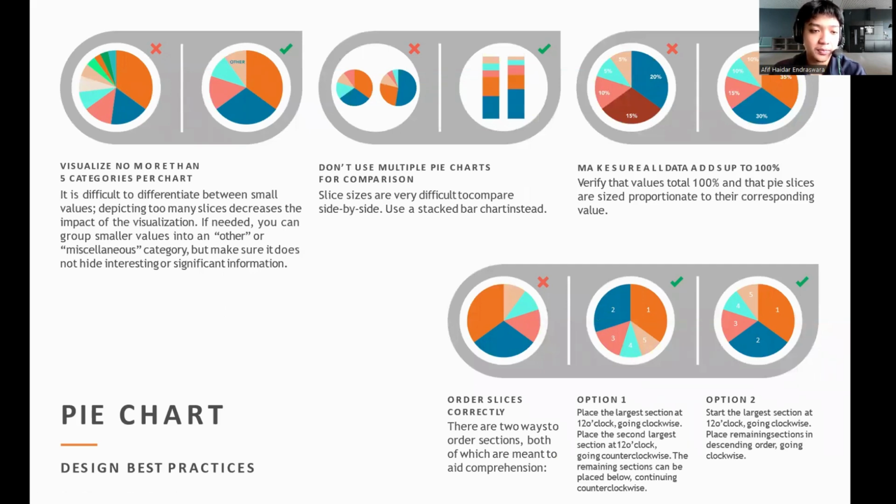In this case, we cannot visualize more than 5 categories per chart because it will be difficult to see, and labeling them will also be difficult. Also, don't use multiple pie charts for comparison because each pie chart will be different, not all of the same. Then we need to make sure all the data adds up to 100%. And lastly, we need to order the slices correctly, for example from the largest to the smallest, with the largest at the top and followed by the smaller categories.